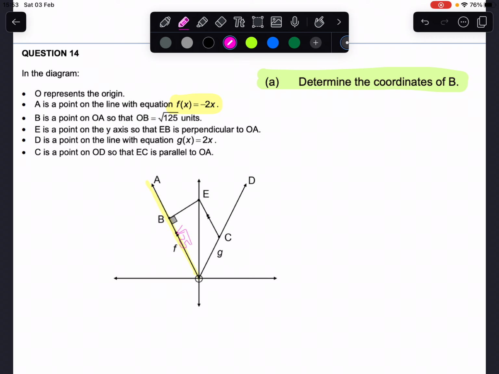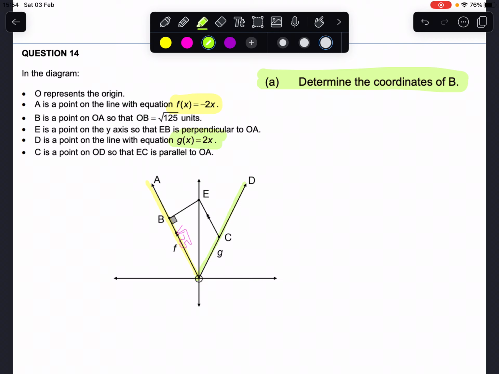D is a point on the line with equation g of x is equal to 2x, and C is a point on O D so that, okay, so wait, we're being told the equation of that line is this guy. And we're told that C is a point on O D so that E C is parallel to O A, which they've also put on the diagram for us. Awesome stuff. So now we are asked to determine the coordinates of B.